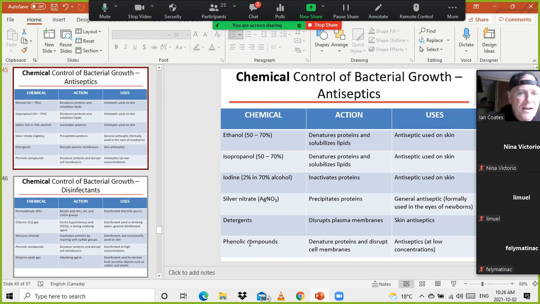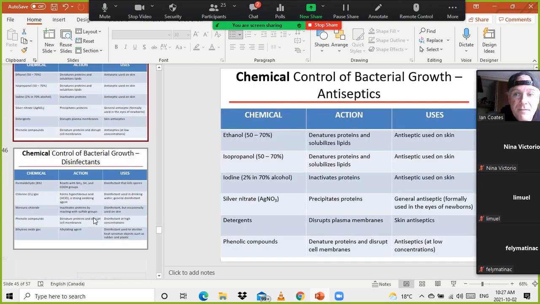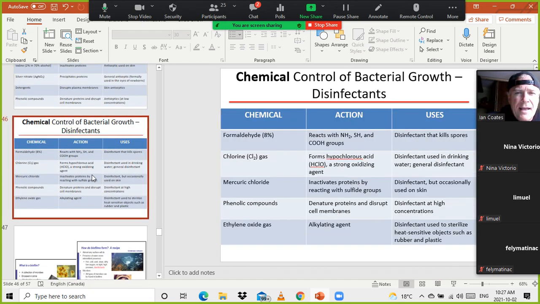And phenolic compounds, phenol there, this is with benzene, not the greatest stuff, but I would know ethanol, isopropanol, definitely detergents. Okay, that's what we're looking at there. And this one right here, that's a really good slide. Did I already look at that one? Yeah, there's more here. There's formaldehyde.